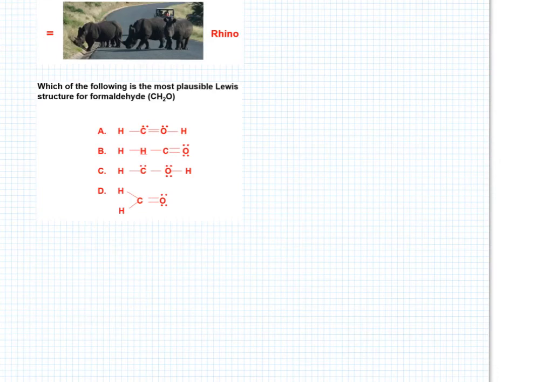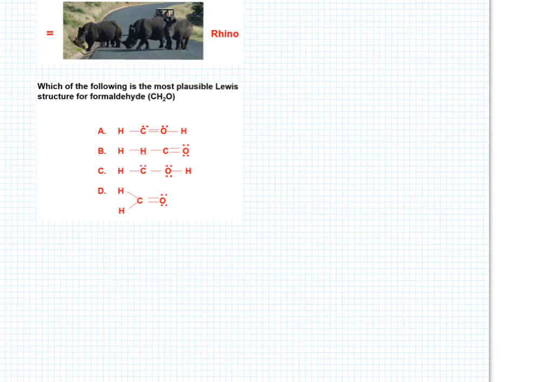Well, one of them you can eliminate right off the bat because hydrogen always is in the terminal position and cannot have more than 2 electrons around it. So this one is no good without doing anything else. Why? Because this hydrogen has 4 electrons around it. Hydrogen cannot have 4 electrons around it. So that one cannot be correct. All right, so we can eliminate B right off the bat.